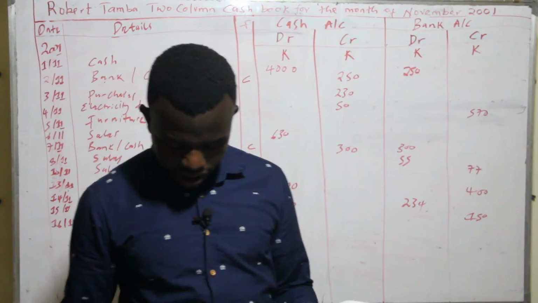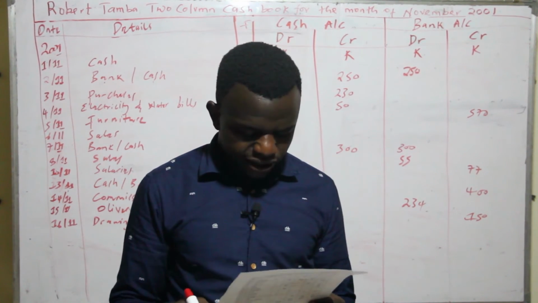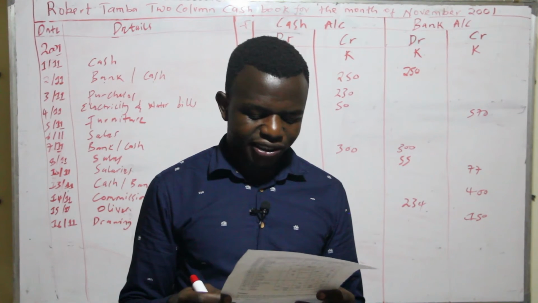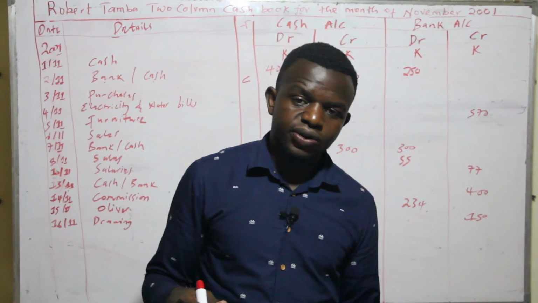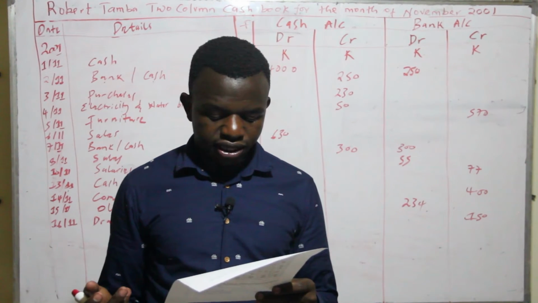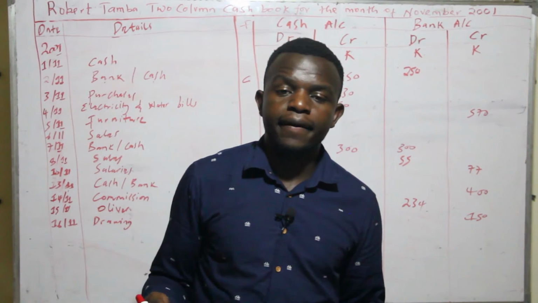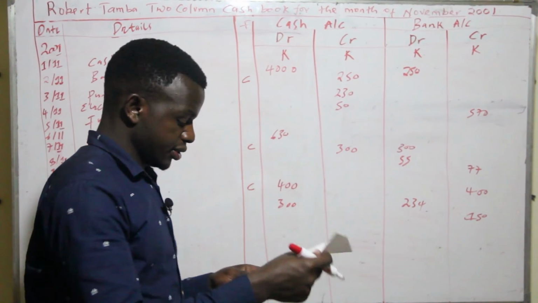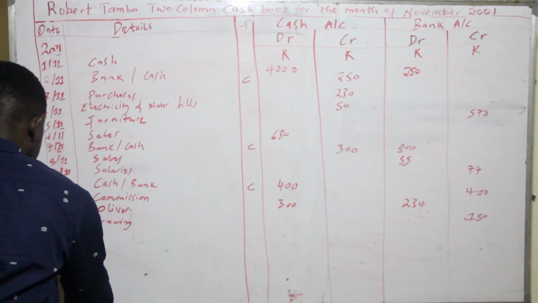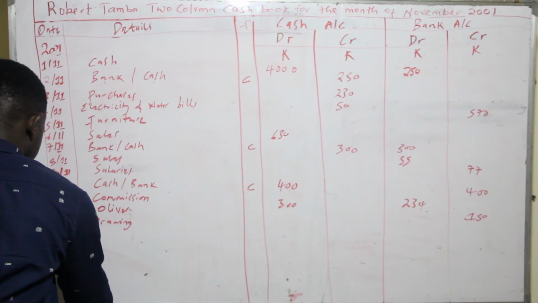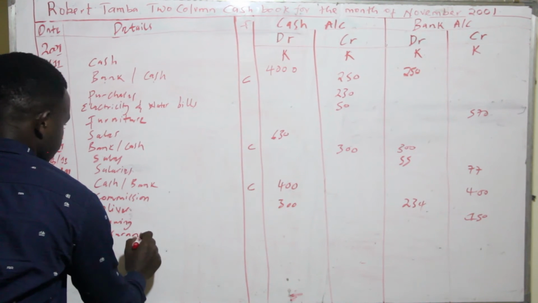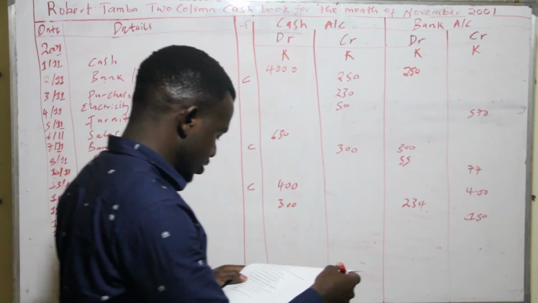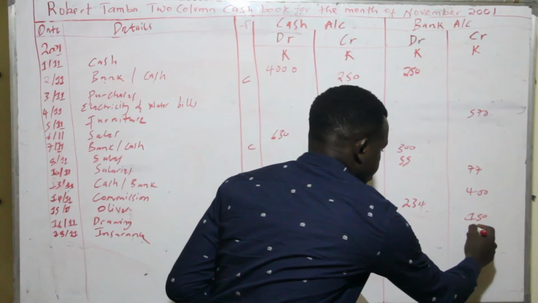Then on the 18th of November, paid insurance by check amounting to 70 kwacha. So since money was going out of the business, that means that we are going to credit the bank account. So say 18th of November, here we're going to say insurance. We're going to credit that amount, which is 70 kwacha.